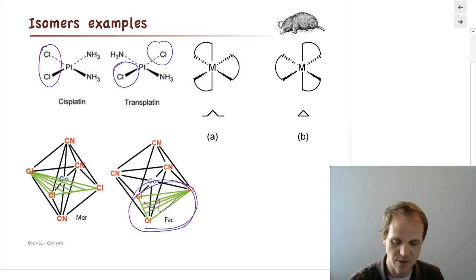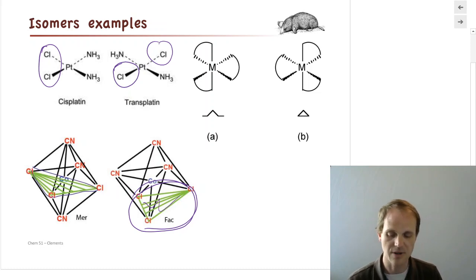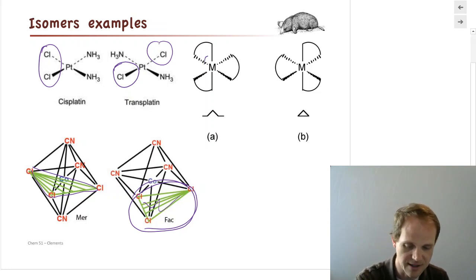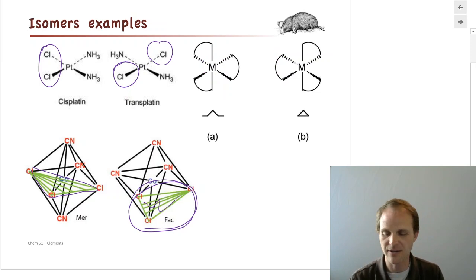That's a facial one because they're next to each other. Here, it's going across the middle, and so we call that meridian of that cobalt complex. And then also, like I said, these ones with the metal centers, with the bidentate ligands, are very difficult to see without actually having a model in front of you, but those are also optical isomers or stereoisomers.